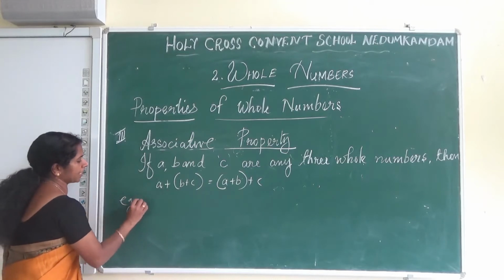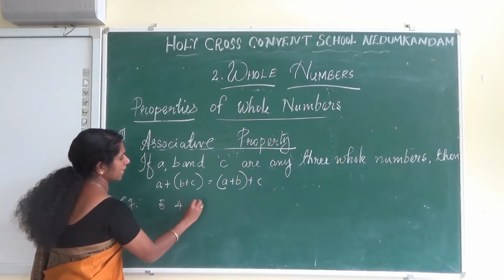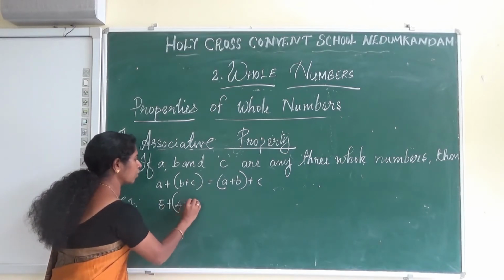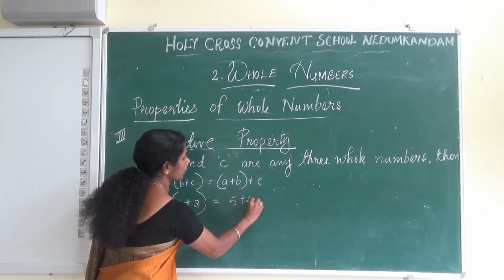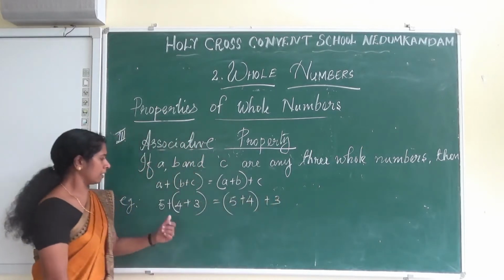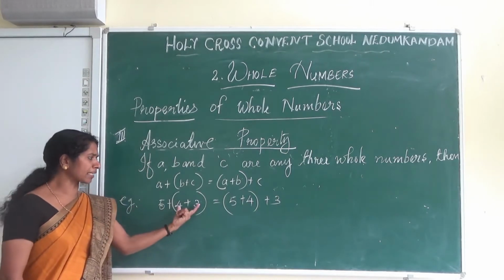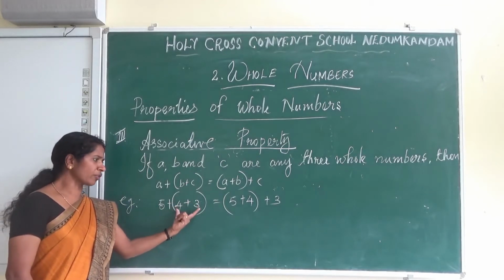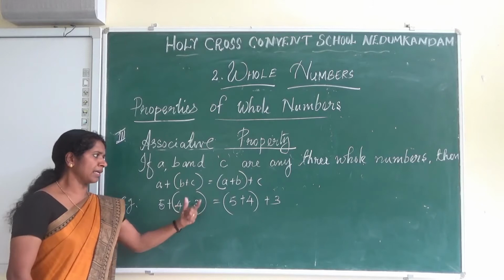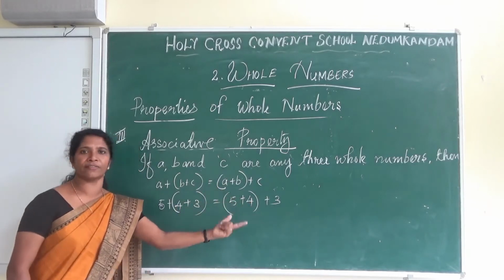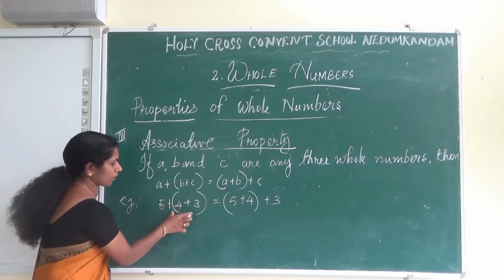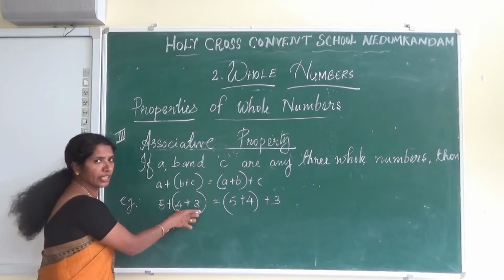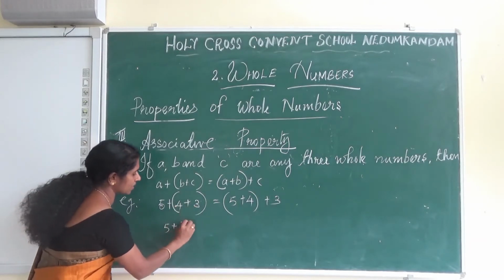Example, if 5, 4 and 3 are any three whole numbers, then 5 + (4 + 3) is equal to (5 + 4) + 3. Here three numbers are there, 5, 4 and 3. According to the left side, we grouped 4 and 3. According to the right side, we grouped 5 and 4. And we have to calculate this. It is equal to 5 plus what is given in the bracket, that we need to do first. That is 4 plus 3 is equal to 7.